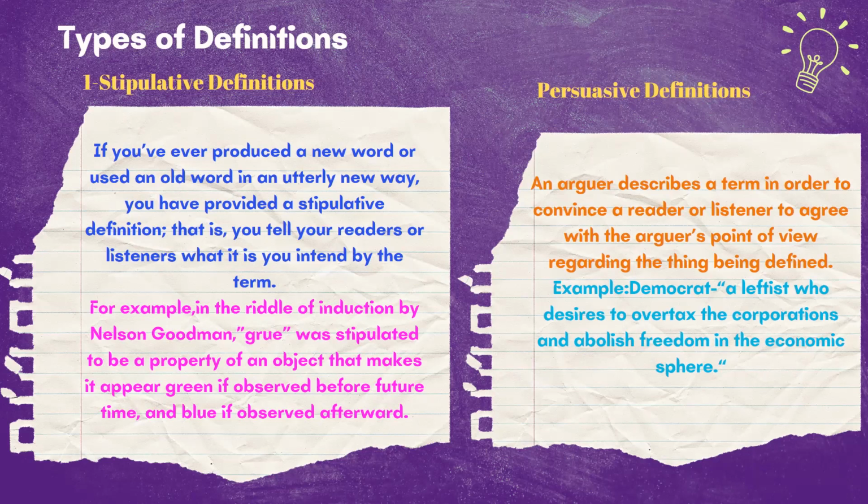An arguer defines the term so as to persuade the reader or listener to agree with the arguer's point of view regarding the thing being defined. And there is an example about a Democrat, a leftist who desires to overtax the corporations and abolish freedom in the economic sphere. Let's move.